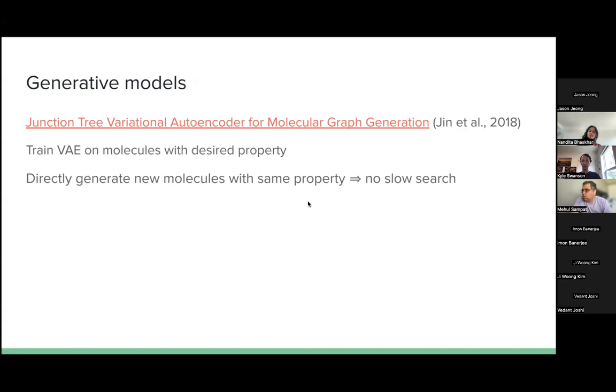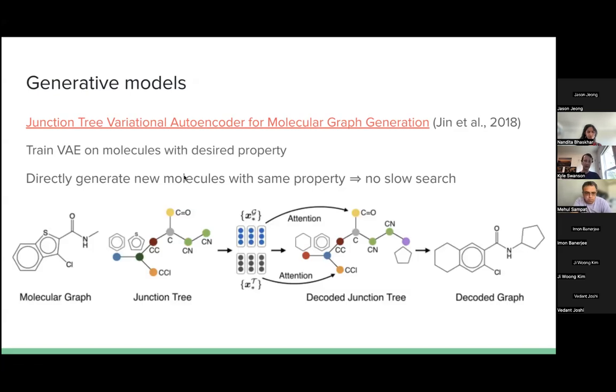So you don't have to go one by one through a bunch of bad molecules. You'll just ask the model to give you new molecules, and it'll give you new molecules that have that desired property, which for us could be antibiotic efficacy. As a quick example of how this might work in this junction tree variational autoencoder approach, the way you would train the model is you would show it a bunch of examples of molecules that have that property. So maybe you showed a bunch of antibiotics.